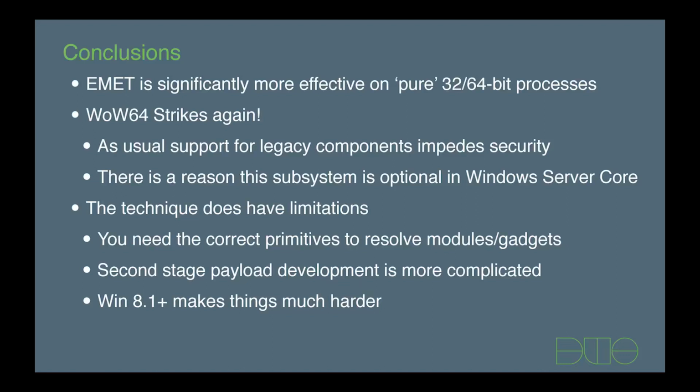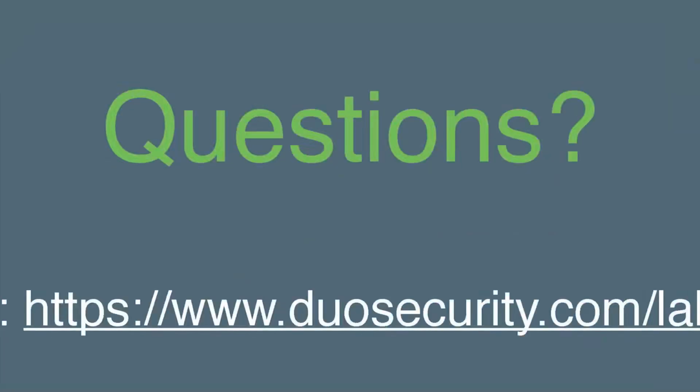Of course, this technique does have limitations. I had to jump through a lot more hoops. It's a lot less reliable, which is frankly proof that you should probably be using something like EMET to protect processes from exploitation. And that's all I got. So, questions?